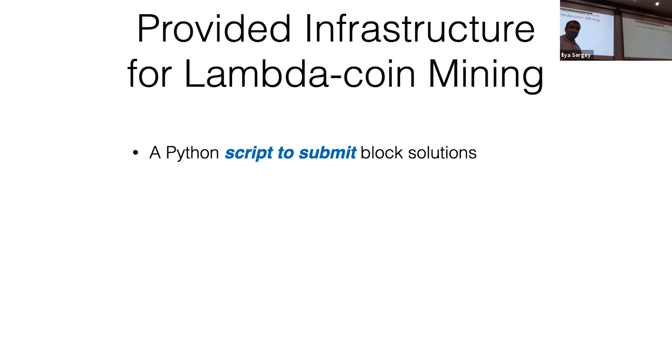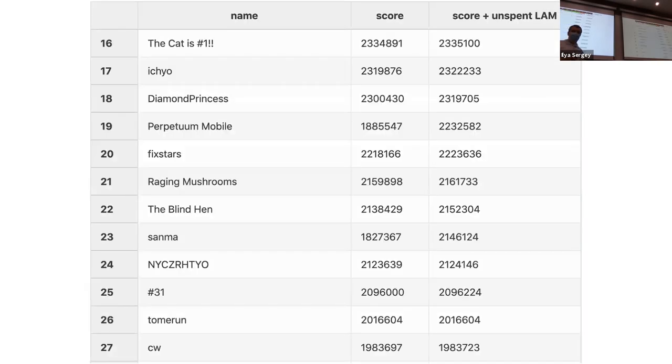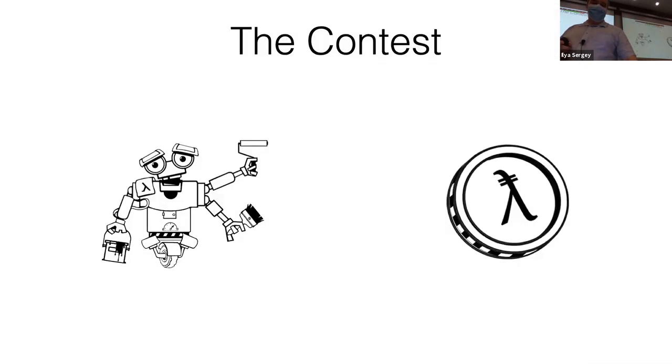Anyway, we provided this infrastructure. If you don't spend your Lambda coins, then they are recomputed into your score and added. And there is a very interesting trade-off: whether you hodl and don't spend your coins so they are added to your final score, or you start spending them and you can increase your score. It was a very interesting aspect. There was some Nash equilibrium involved there at some point.